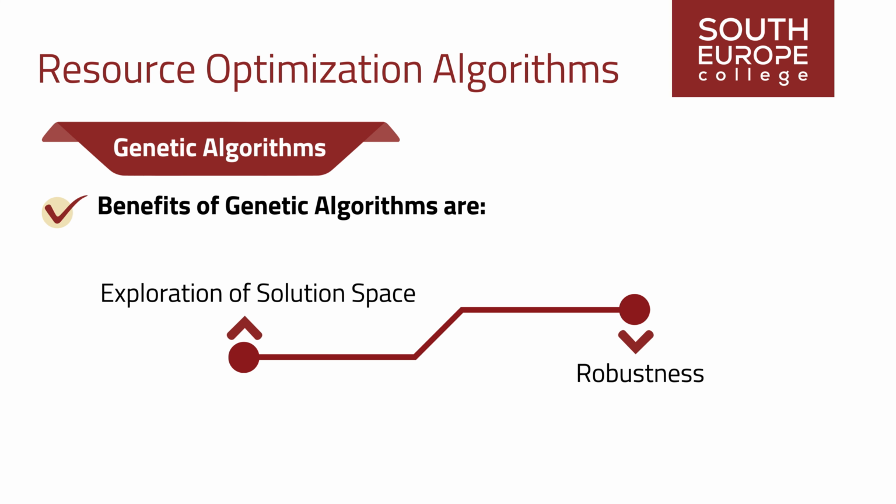Robustness. Genetic algorithms are robust optimization techniques that handle complex, nonlinear, and multi-objective optimization problems. They are handy for resource allocation problems with many variables and constraints.